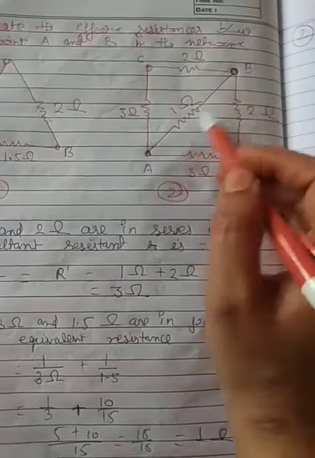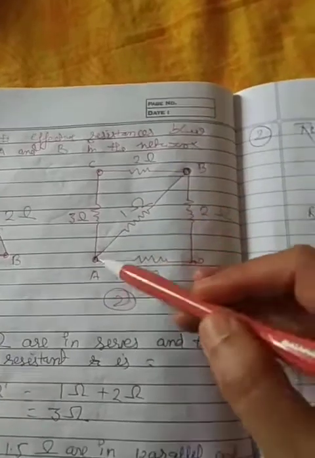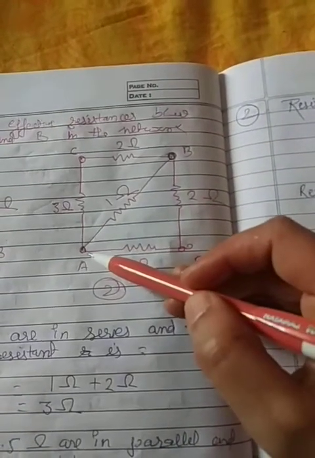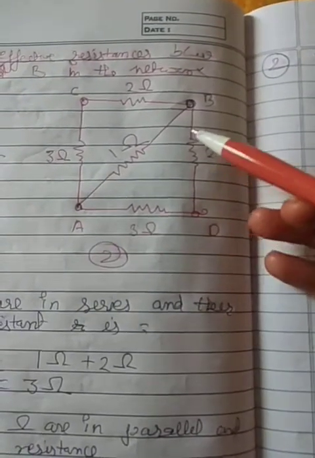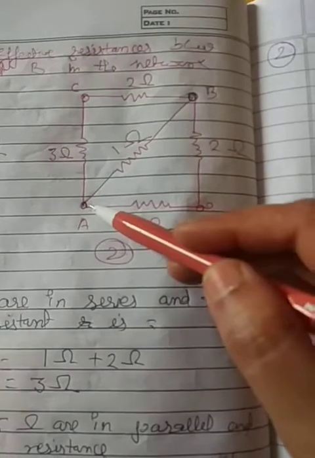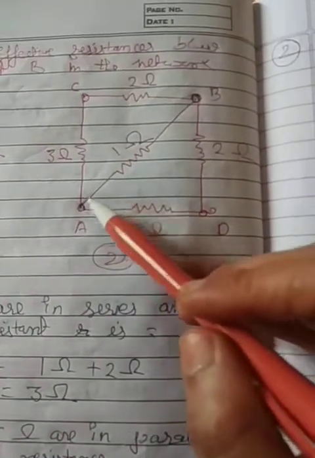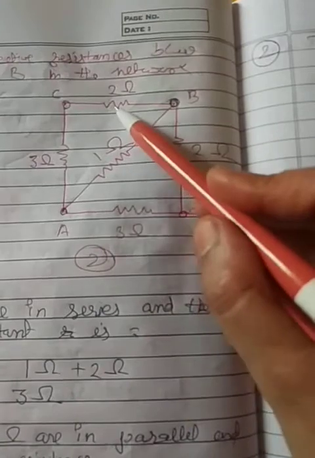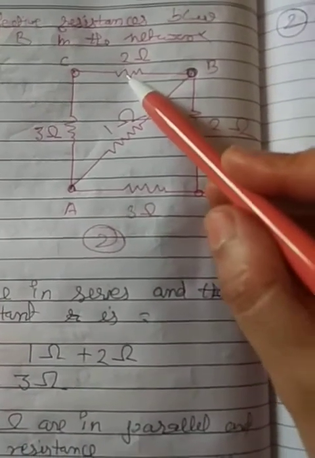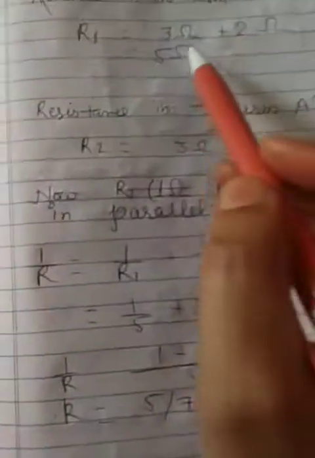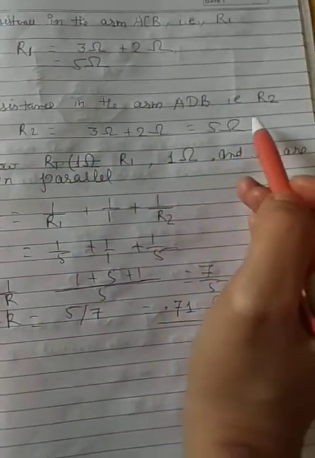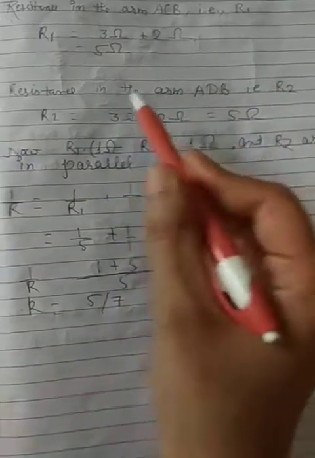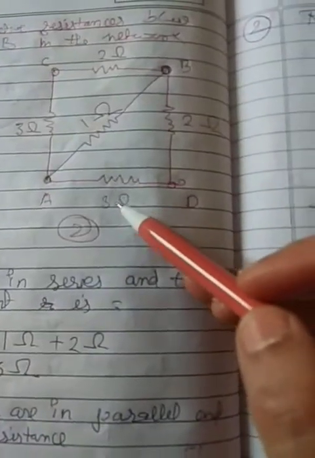Here you can see arm ACB and arm ADB. Firstly we will find out the resistance for arm ACB and then we will find out the resistance for arm ADB. For the ACB arm, 3 ohm and 2 ohm are in series, so firstly find out the value of R1: 3 ohm plus 2 ohm, 5 ohm. Now the resistance in the arm ADB, that is R2, is 3 ohm plus 2 ohm.